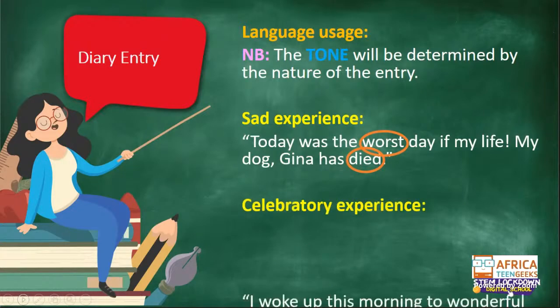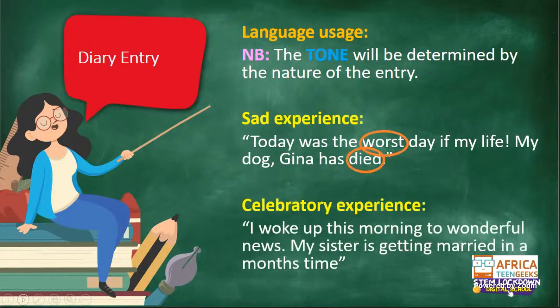Let's look at the next one. I woke up this morning to wonderful news. My sister is getting married in a month's time. This is a very celebratory one, and the words that give us an indication that this one is a jubilant tone are wonderful, married. You could also circle the word sister, and wonderful news. Those are the words that contribute to the tone. Remember, the tone is determined by the nature of the entry.